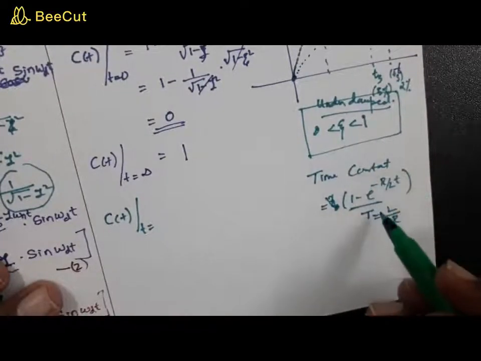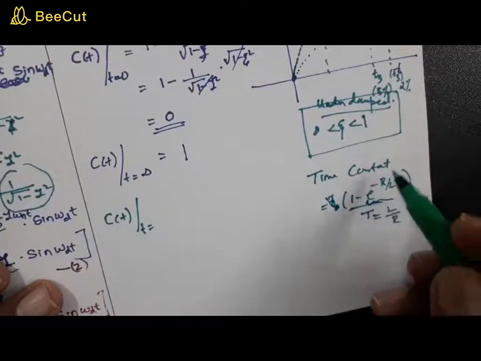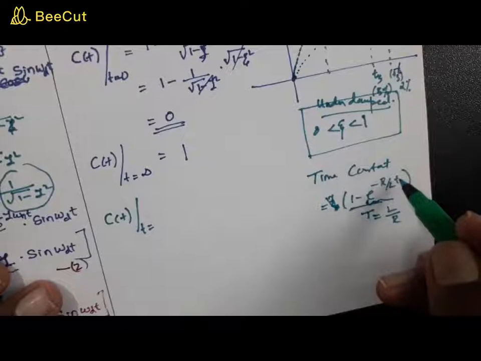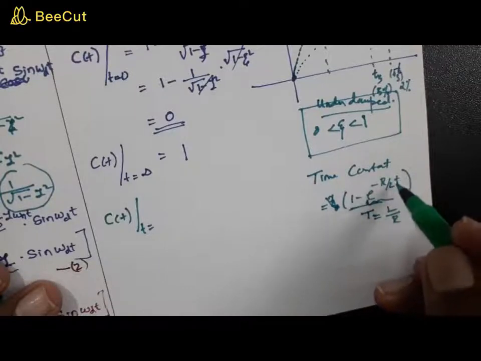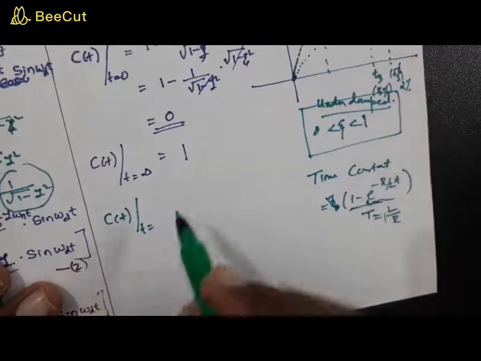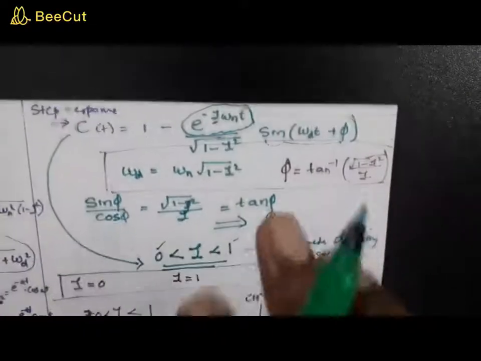And what is the significance of this time constant? Apart from the percentage definition, you can also define it in this way: it is the time that makes this exponential term unity. When this exponential term becomes unity, time becomes equal to L by R. So if you go in that way, how will you define the time constant of this second order system?